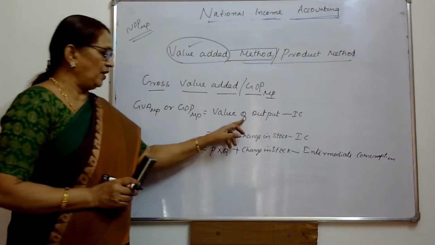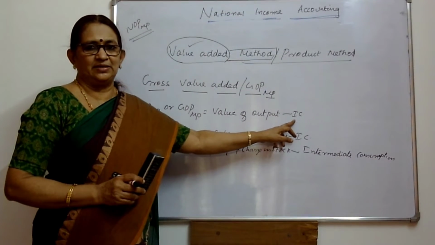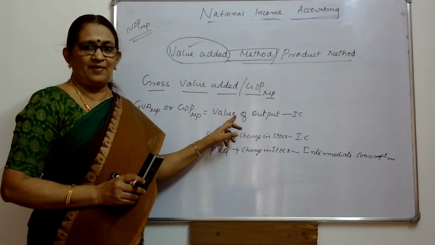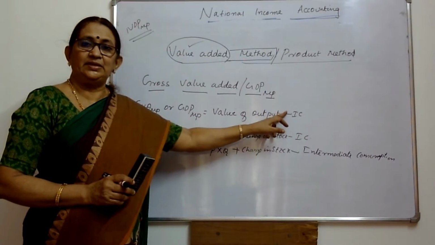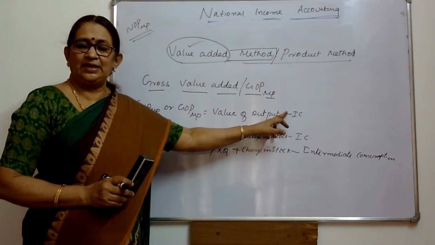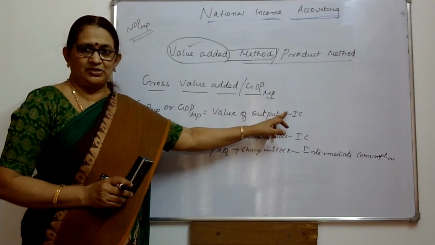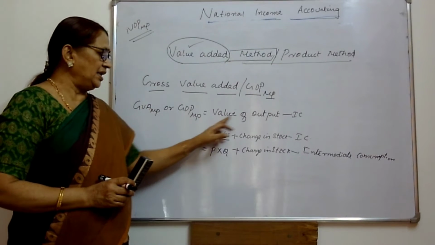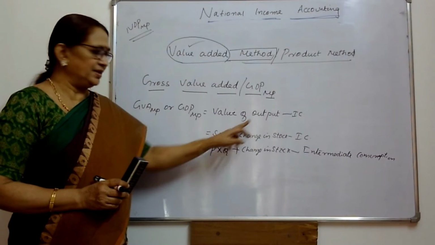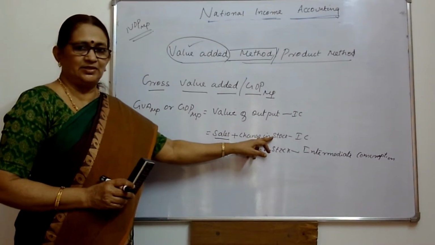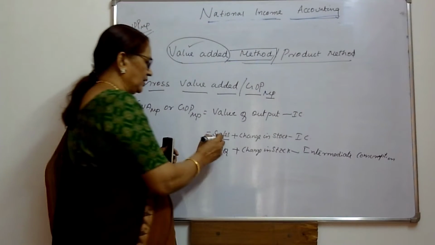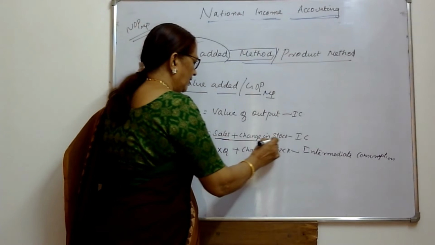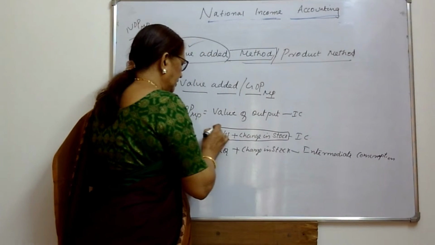So, value of output minus intermediate consumption. This is the value of the final product minus the cost incurred on intermediate consumption. So, value of output, how can we calculate it? Sales plus change in stock. We will get value of output.